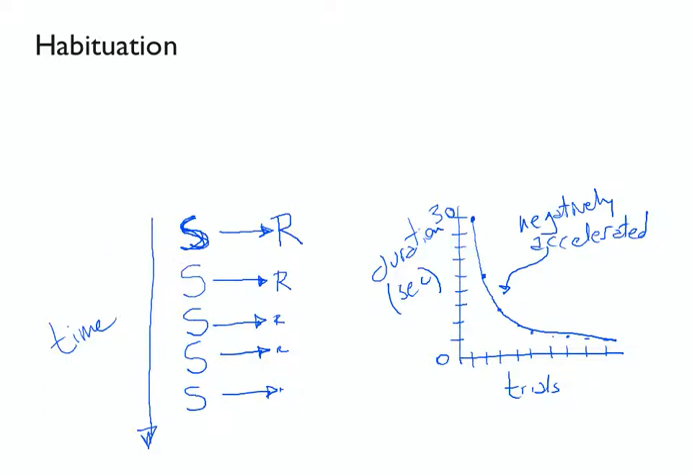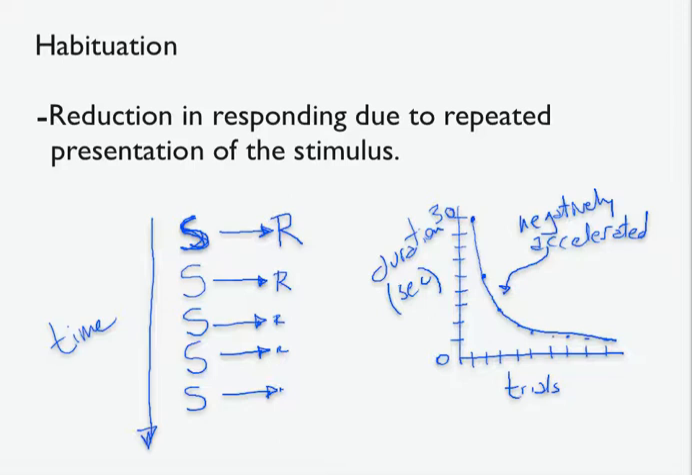Okay, so let me write down here a definition of what is habituation. Habituation is the reduction in responding due to the repeated presentation of a relevant stimulus. And I want to highlight something here, the "due to." It's not just any reduction in responding, it's reduction in responding because of, due to the repeated presentation of a particular stimulus.